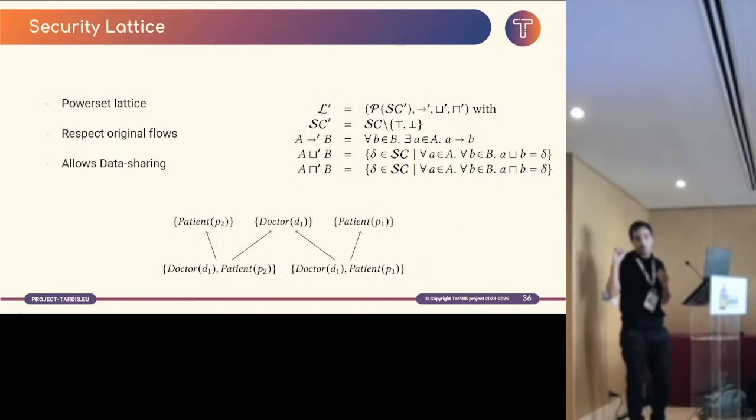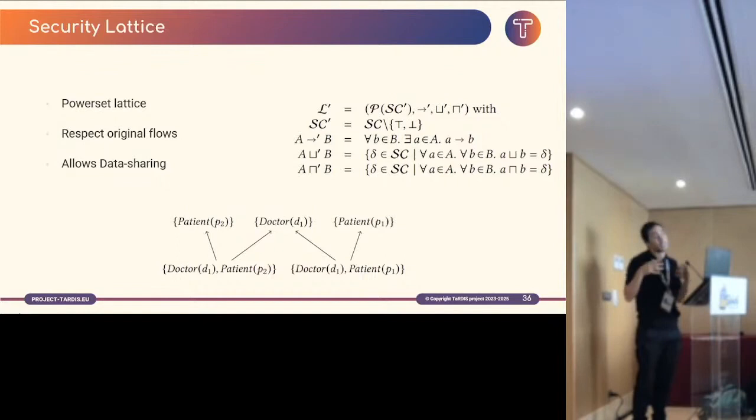Okay, the lattice we use still has one small problem, which is that it is so good at compartmentalizing information that now we cannot share information between a doctor and the patient, for instance. We could, but we have to define those security labels, and that would be a bit bothersome. So we use a power set lattice, which allows us to use as security labels sets of the labels of the security lattice. It respects the original flow, so we get what we want. We can now create a security compartment that allows sharing information between a specific patient and a specific doctor, for instance.